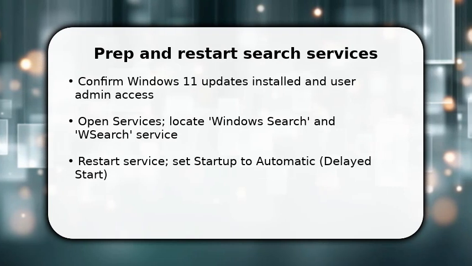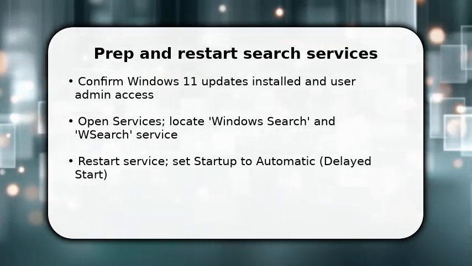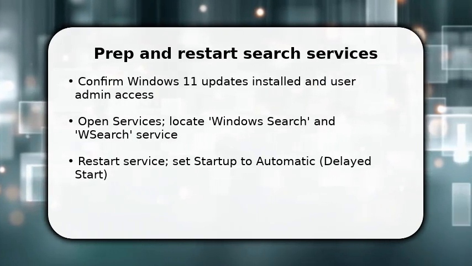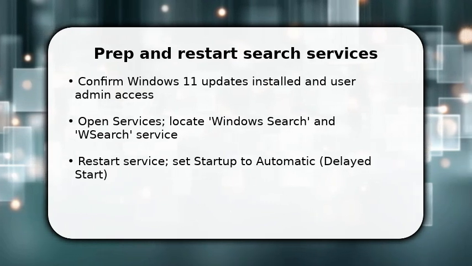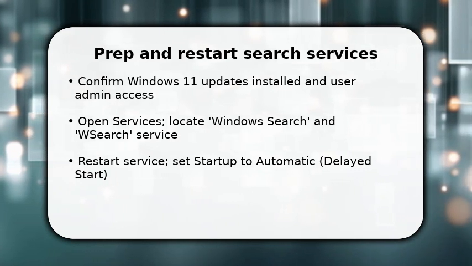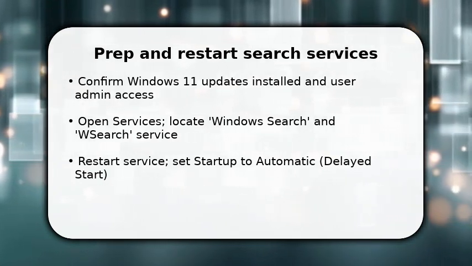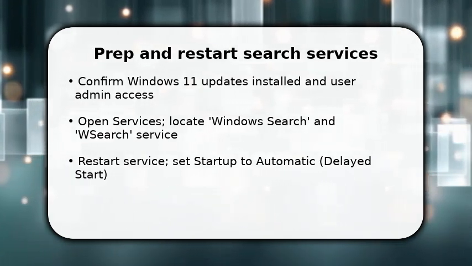You'll start by confirming updates and that you have admin rights because Windows components need proper permissions. Open Services by pressing Windows plus R, type services.msc, and find Windows Search. Once there, right-click and restart the service to reinitialize the indexer. Make sure startup type is set to Automatic (Delayed Start), so it comes back after reboots.